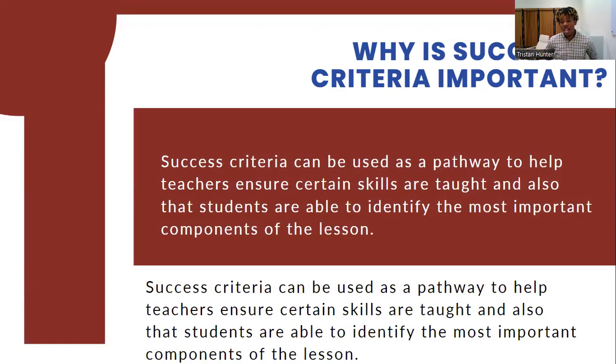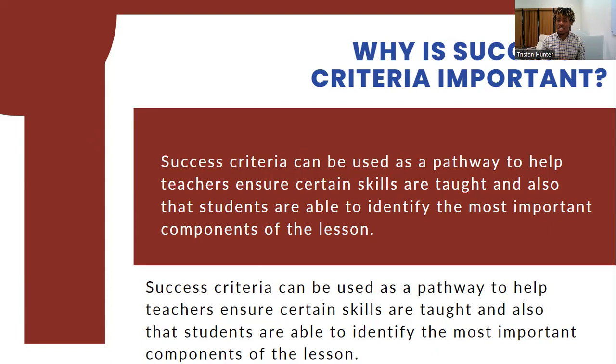Now, there are some other reasons why this is important as well. It says here that success criteria can be used as a pathway to help teachers ensure certain skills are taught, and also that students are able to identify the most important components of the lesson. So when we say success criteria can be used as a pathway, it's because this pathway can ensure that we're actually planning that students are able to use the right tools, use the right skills, or learn about the right concepts. But alongside that, we actually get to monitor the students while they're doing these things.